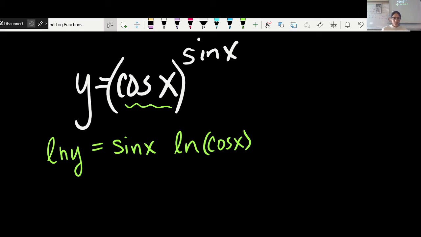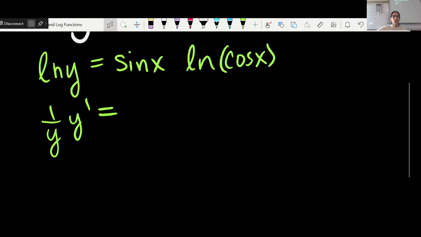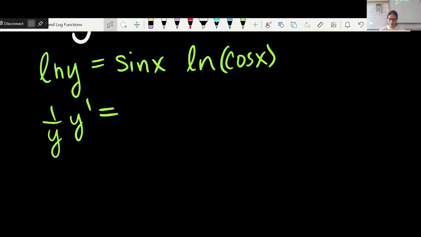Okay, so then the derivative of this we've done many times now. We know it's 1 over y times y prime. So we're good with that. And then what do I need to consider? What's going to happen when I do the derivative of all of this right side?